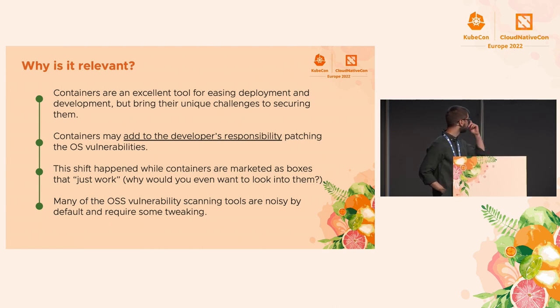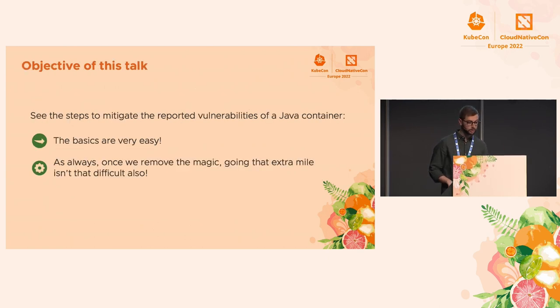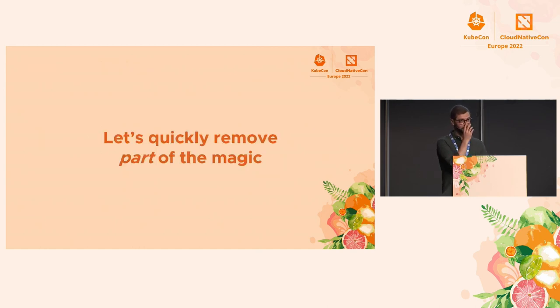Finally, many of the open source vulnerability scanning tools have noisy outputs by default, and require some tweaking to give you the useful information on what you can act on. So I'm going to go through the steps of fixing the vulnerabilities in a Java Spring Boot Maven project to show that that's a task that can be done by anyone with a minimum knowledge of containers, and even going one extra mile is not that difficult once you remove part of the magic of containers. So let's go quickly removing that magic.